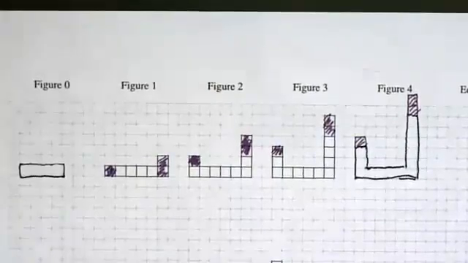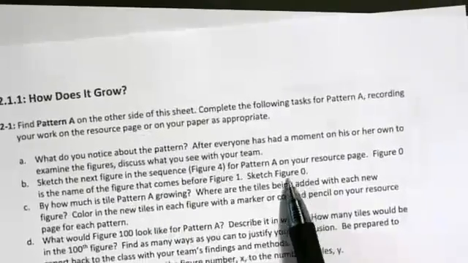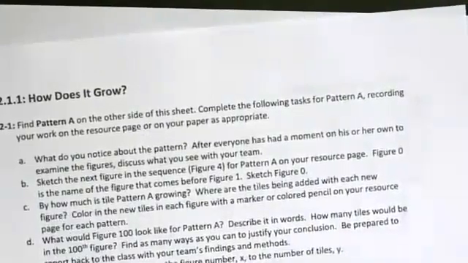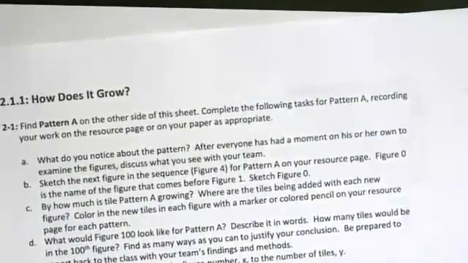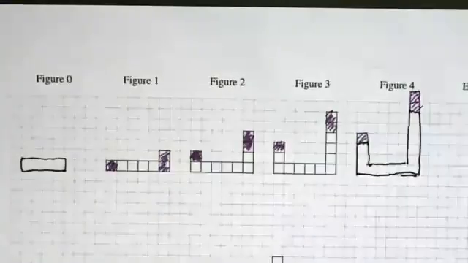We have done part B. I'm looking at the front page. Part B says to sketch the next figure and the first figure, or the 0th figure rather. Part C says, by how much is tile pattern A growing? And where are the new tiles being added with each new figure? I think we've talked about that, haven't we? So part C, we're growing by how much each time? How many new tiles are we adding each figure? 3 new tiles. It says where are we putting them? 1 on the left, 2 on the right.